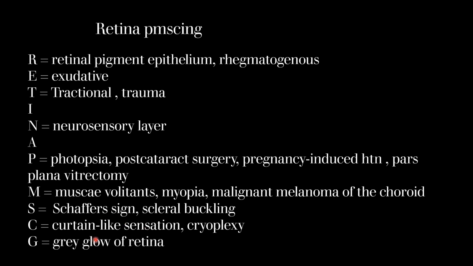And the next one is gray glow of the retina. When you look at the retina, you can find a line of detachment with a very prominent gray glow, which indicates there is a retinal detachment. So these are the clinical features that work for you. It might differ between exudative and tractional, but usually these are the most common and most important ones.